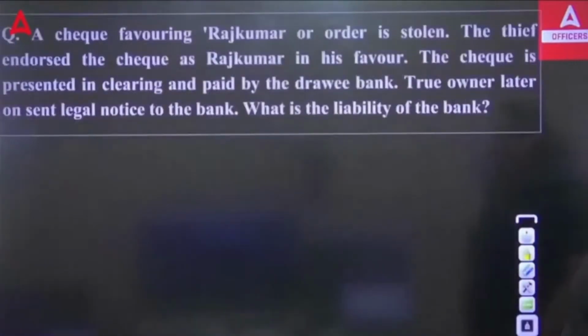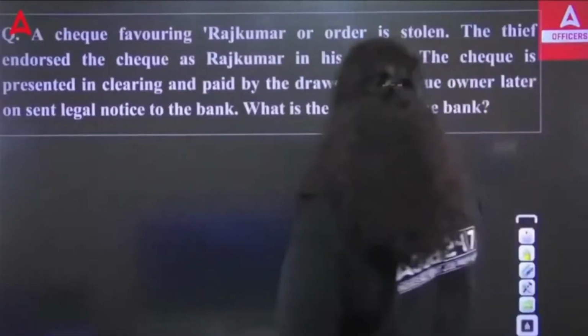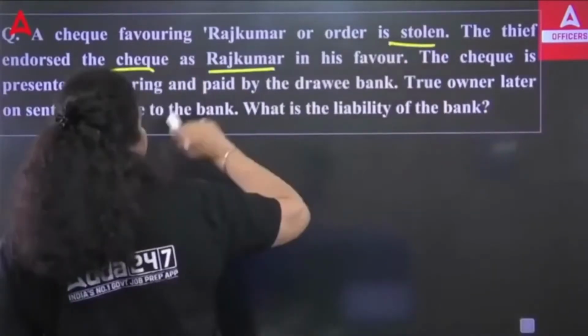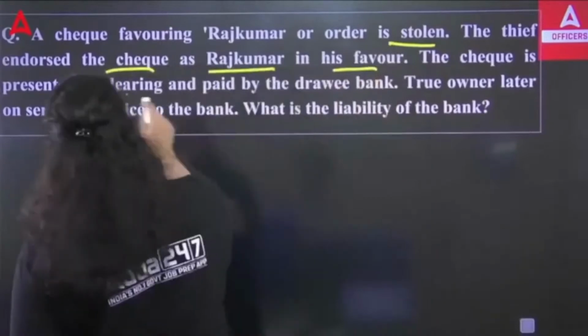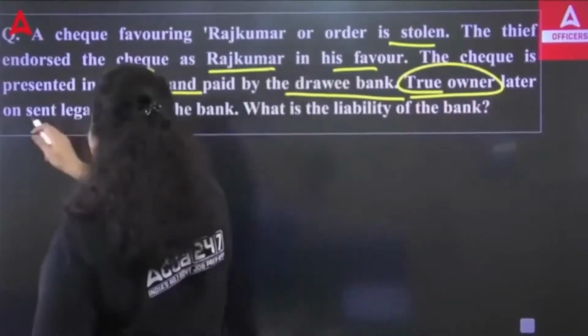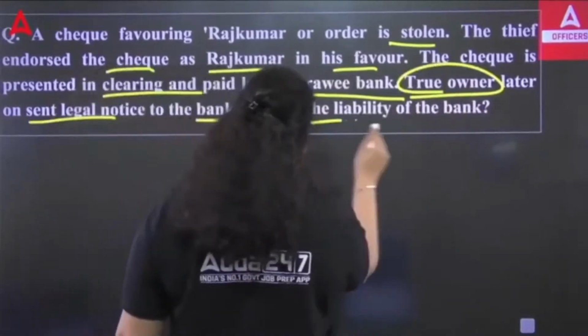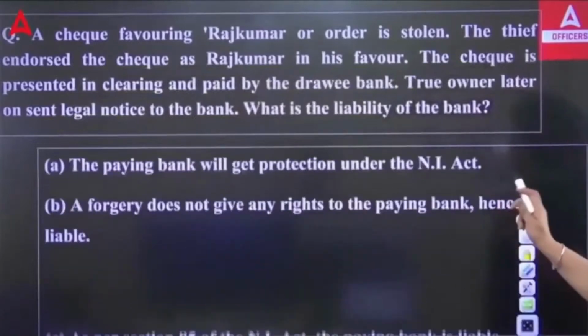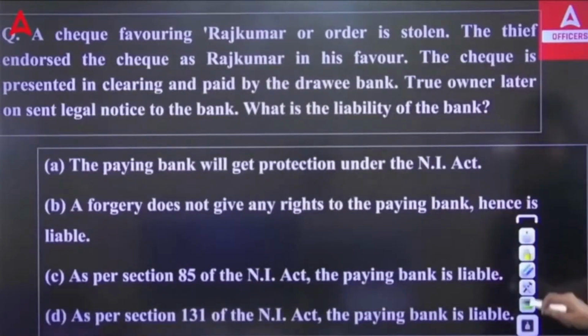Okay. Now the next question. A check favoring Mr. Rajkumar or order is stolen. The thief endorsed the check as Rajkumar in his own favor. The check is presented in clearing and paid by the drawee bank. The true owner later sent a legal notice to the bank. What is the liability of the bank? This is a kind of case study. What will be the liability of the bank?